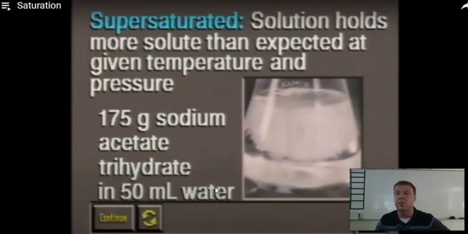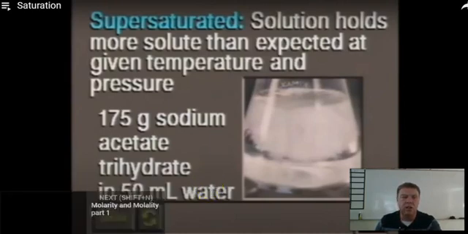It's called saturation. Unsaturated means it could hold more. Saturated means it's full. Supersaturated means it's holding more than it should, and when you have a process take place, all of those extra molecules crystallize out. That is the term supersaturated.